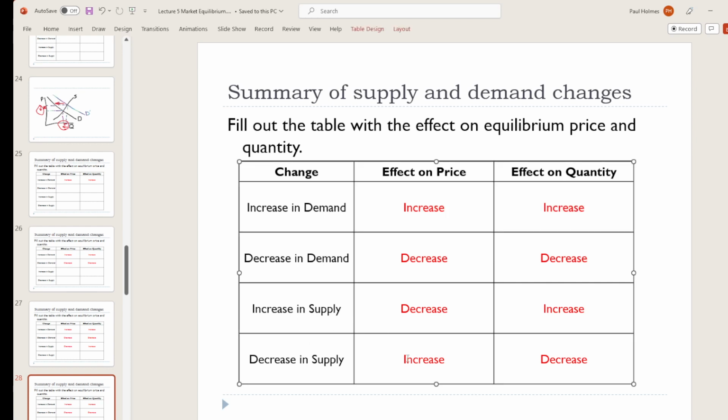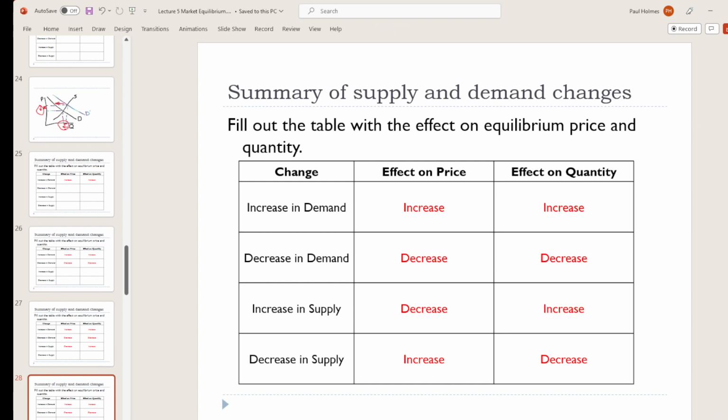Now think about the increase in supply. There's more people producing this thing. There's more competition for us as buyers. And so as buyers, we now get a better deal. The price decreases. But because there's more things being produced overall, the quantity is going to increase.